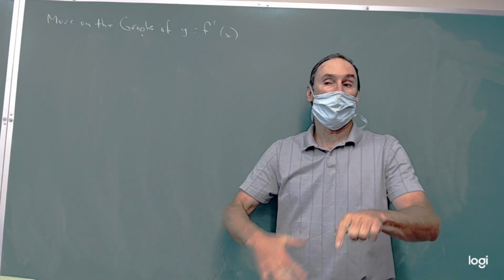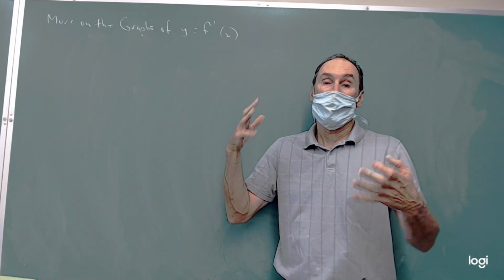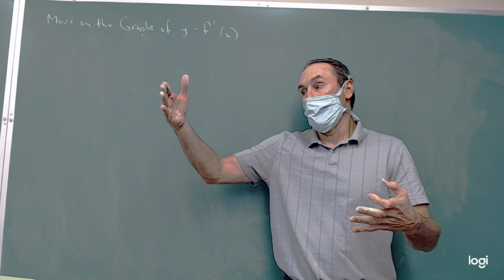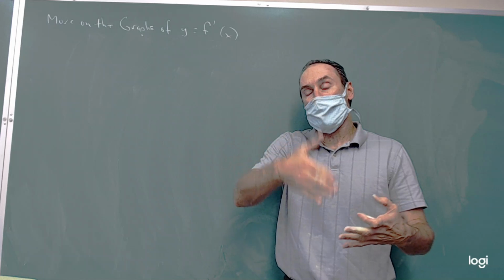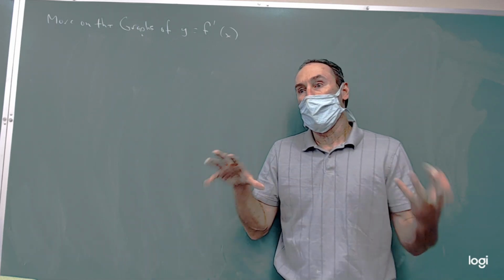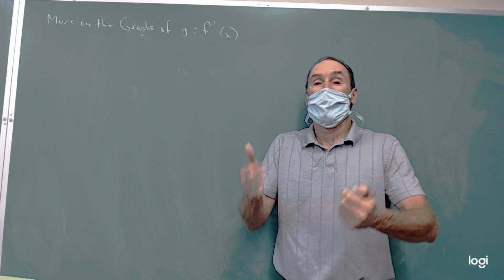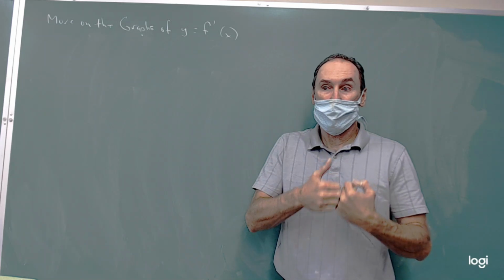And then once we get a little practice with that, it just gets more and more complicated. Then we'll be able to look at the function, its first derivative and its second derivative, and go back and forth between the three of them. But we've got to get a good foundation first on looking at the graph of f and seeing what that tells us about f prime.